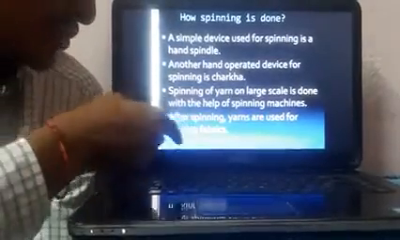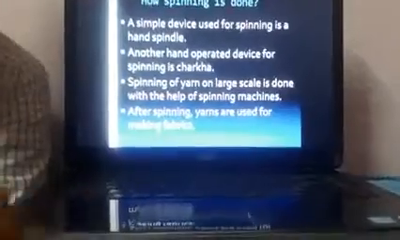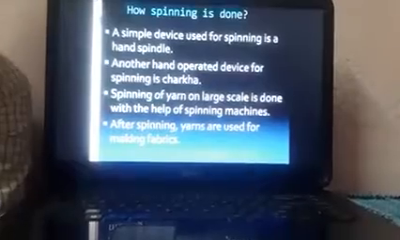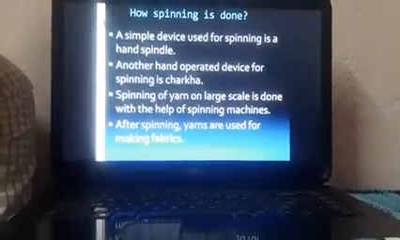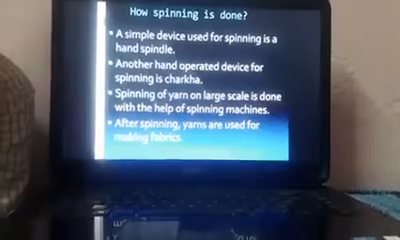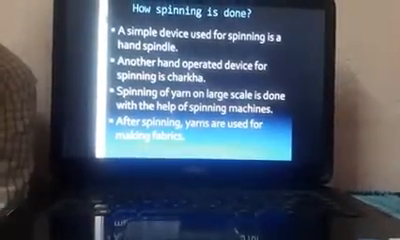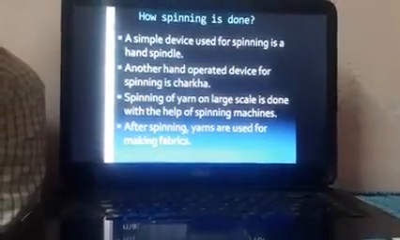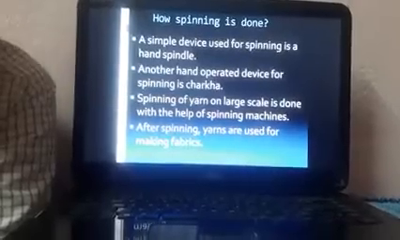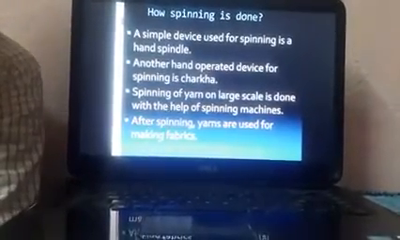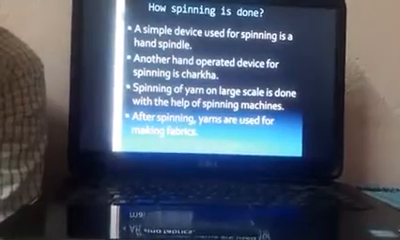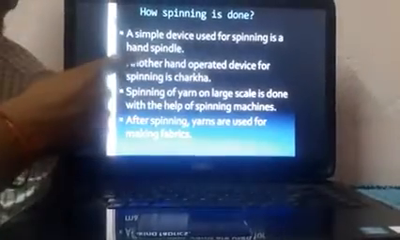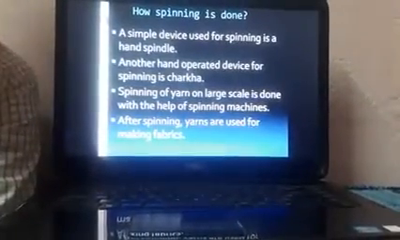After spinning, yarns are used for making fabrics. Our clothes are made up of yarns, and these yarns are woven in between each other so that fabrics can be prepared, and from these fabrics garments can be made. So this is the basic process known as spinning. You have to remember this word, spinning. Spinning is the process for making yarn from cotton fibers.